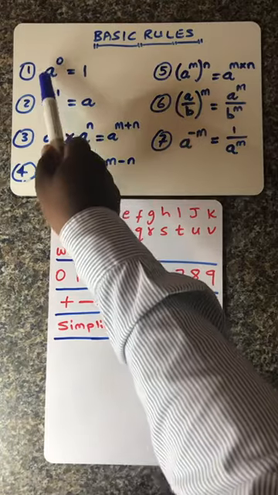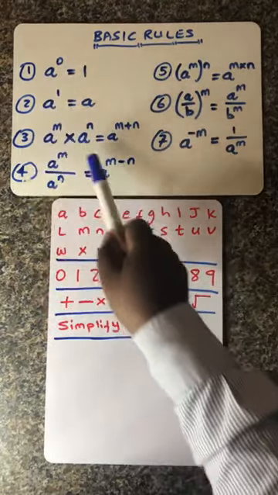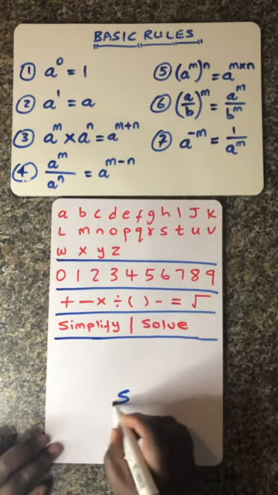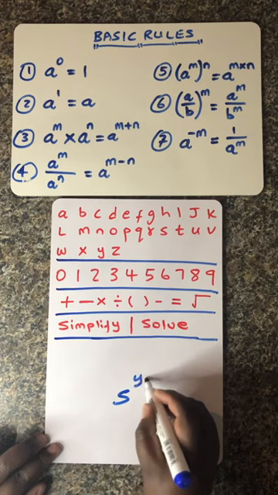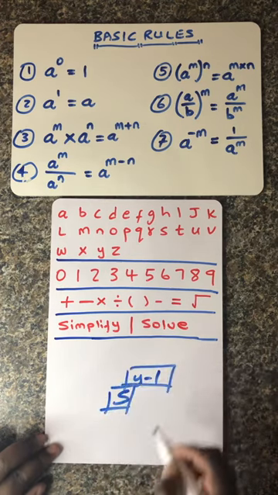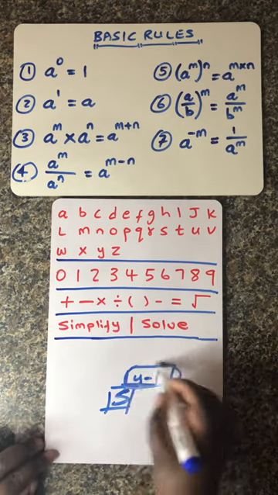So in this case, this is the base, this is the power, base, power. The whole of this is the power. So maybe s to the exponent y minus 1. This is the base, and the whole of this is the exponent. Why? Because it's written at the top of your base.